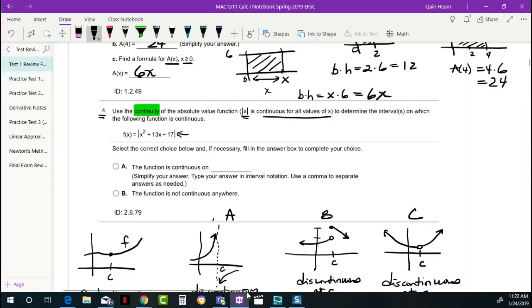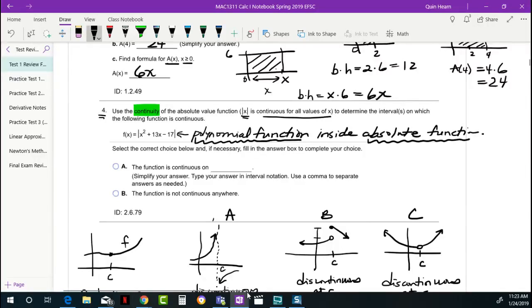What this has is a polynomial function inside of an absolute value function. In other words, it's a composition of two kinds of functions. One of the things you need to be familiar with when it comes to continuity is that polynomial functions are continuous everywhere. So if the absolute value function is also continuous, then their composition is going to be continuous everywhere too.